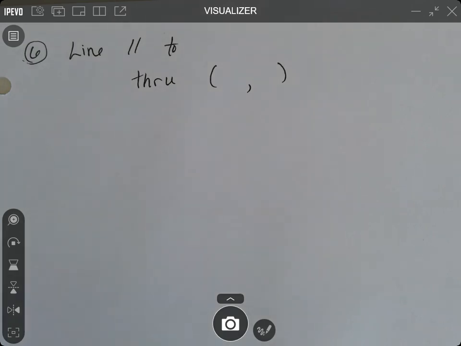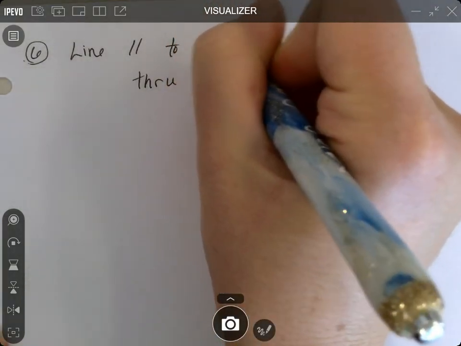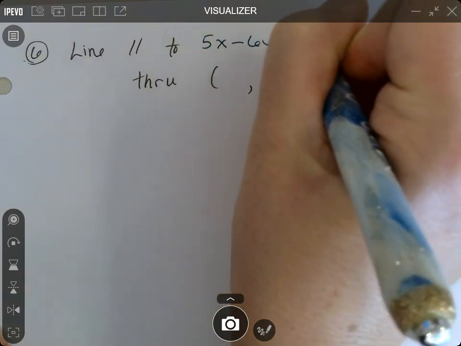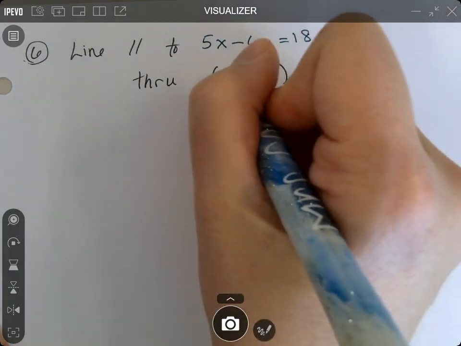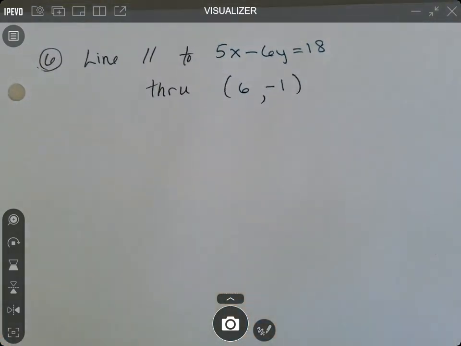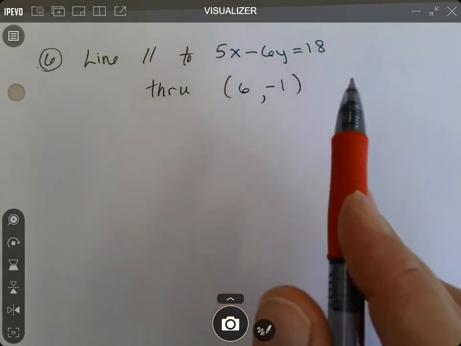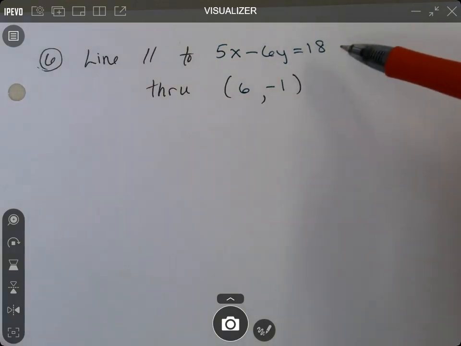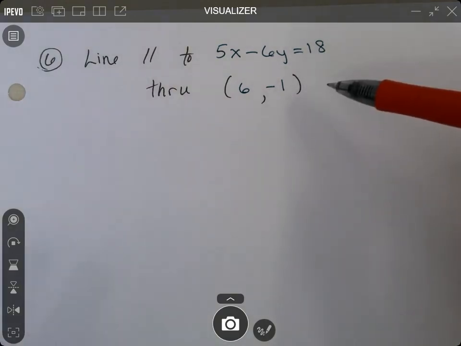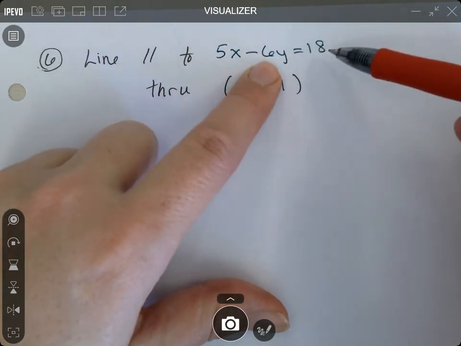Okay, so we have a line parallel to 5x minus 6y equals 18, and I want it to go through the point 6, negative 1. Okay, let's talk about this. This point has nothing to do with that line. I need you to understand that. If you graph this line, this point is not on it. If you take 6, negative 1 and plug it in there, that's 30 minus 6. It is not 18, folks.